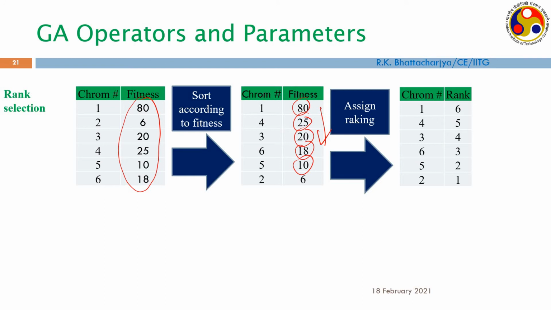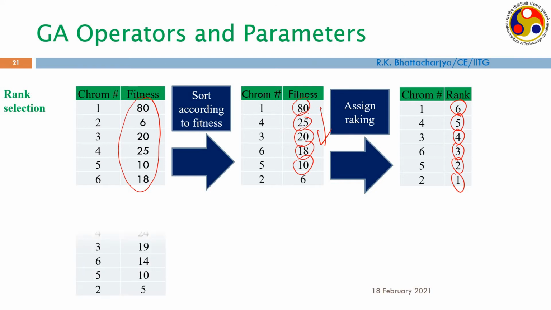What is the highest rank? It is the number of solutions in the population. Here we have 6 solutions, so the rank is 6. Then the second one has rank 5, then 4, then 3, then 2, and then 1. So the highest fitness value solution gets the highest rank, which is 6, and then you decrease the rank. The worst solution will get rank 1.